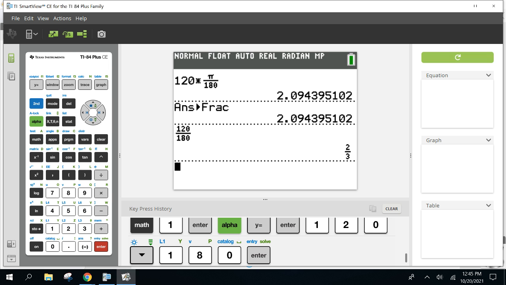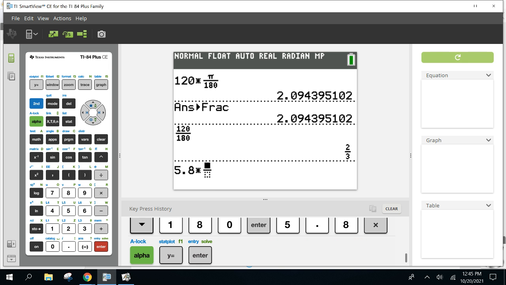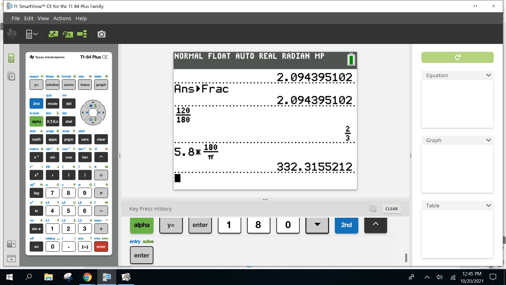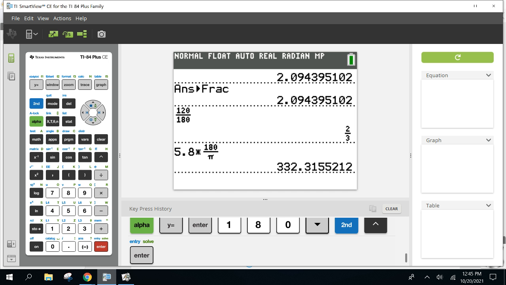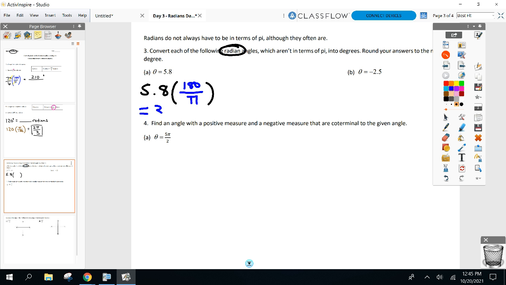All right, no problem. So here you go. 5.8 times 180 over pi. And yeah, I get a long decimal there, but I do have rounding directions, which I'll always give you. Round to the nearest degree. So 5.8 radians is the same as 332 degrees. So that's the only change.